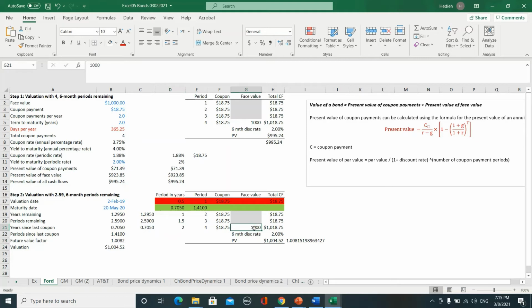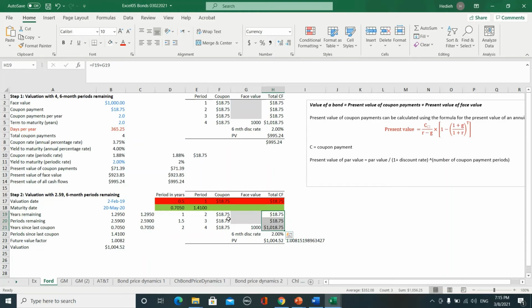And at the end, you will even receive your face value. So if you find your cash flows, you will have these 3 cash flows: 2 coupon payments, and the last year face value plus your coupon payment, okay? So what should you do?